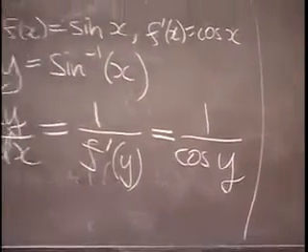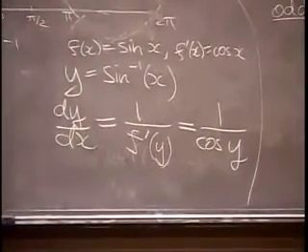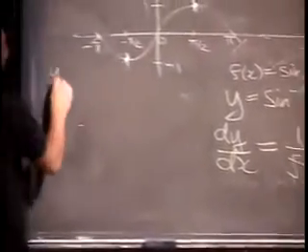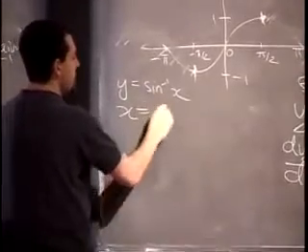What's 1 over cosine of y? That can't be the derivative. We wanted something in terms of x. So let's draw a little triangle. If y is inverse sine x, then x is sine y.